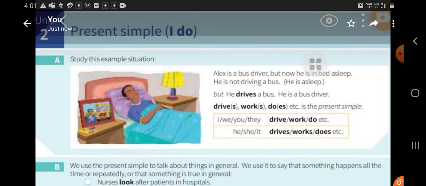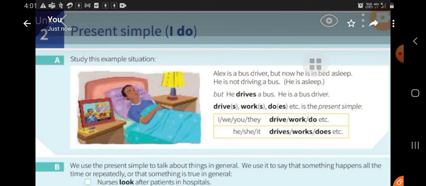Here you can see in part A, study this example situation. In the picture, a man is lying on a bed. But this description shows Alex is a bus driver. So they are telling us Alex is a bus driver, but he is not driving a bus now. He is sleeping. He is on the bed. But how can you say that he is a bus driver? You can say with the verb, he drives a bus. He drives a bus, not he drive a bus.